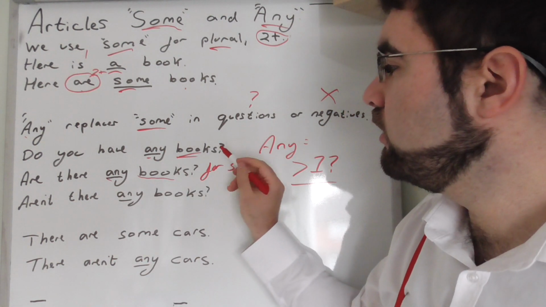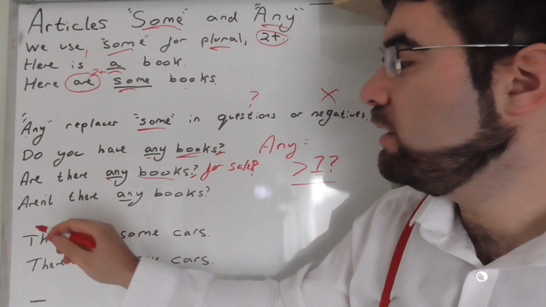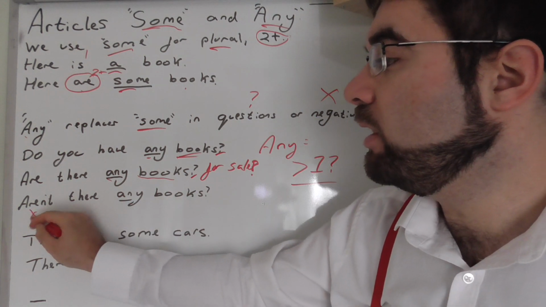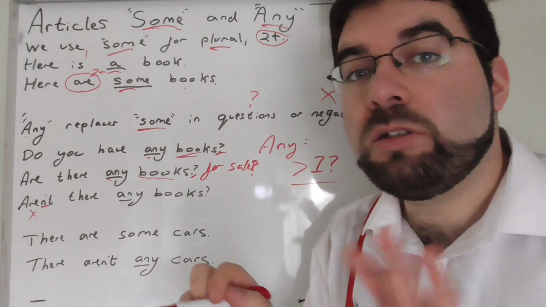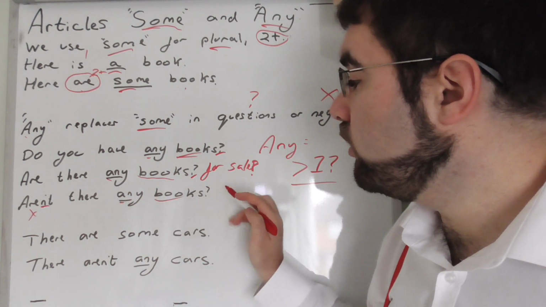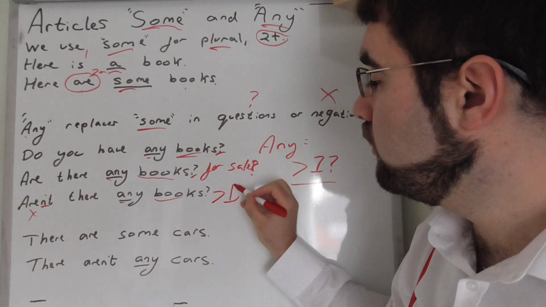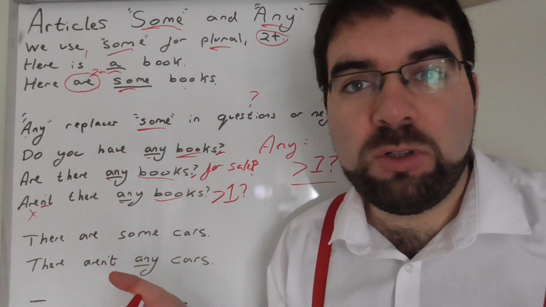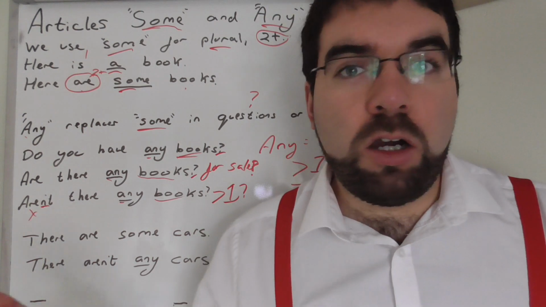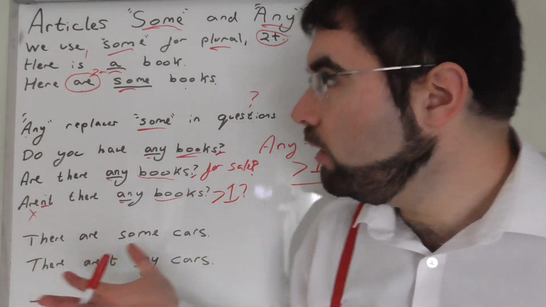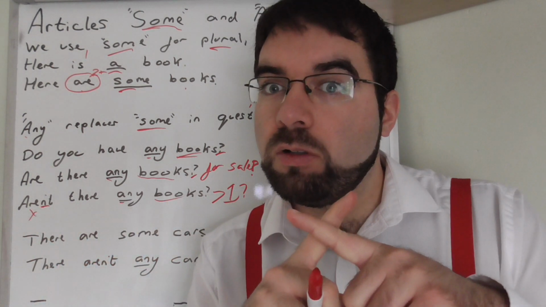So questions, and a negative question here. Aren't, are not, aren't there any books? At least one. Aren't there any books? No. There aren't any books. There are not any books. Not a single one.